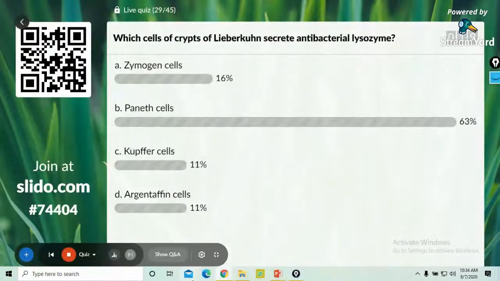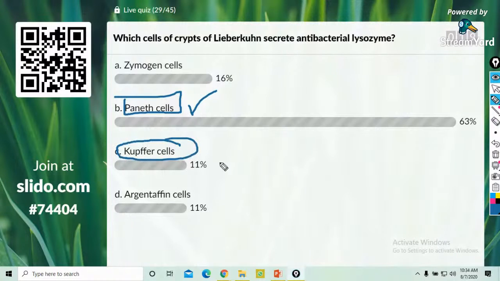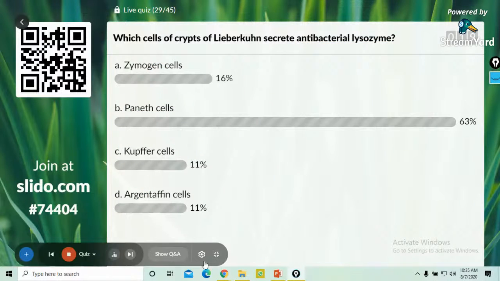Yes, 63% with Paneth cells. Guys, yesterday's quiz also I told you that Paneth cell is the correct answer. Kupffer cells are present in the liver. How does it come under crypts of Lieberkuhn to secrete this antibacterial lysozyme? It's not argentaffin cell. It is not zymogen cells. You are not at all seeing or listening to. You are just having a quick play. The correct answer is Paneth cell.